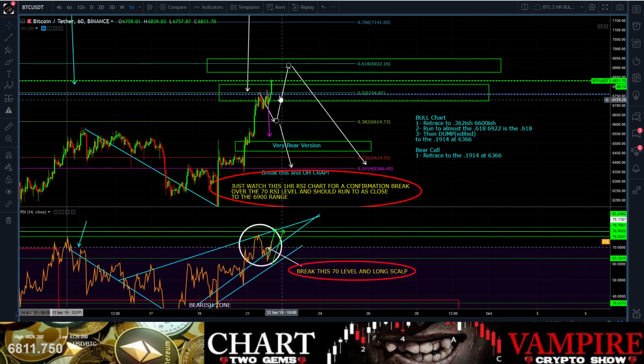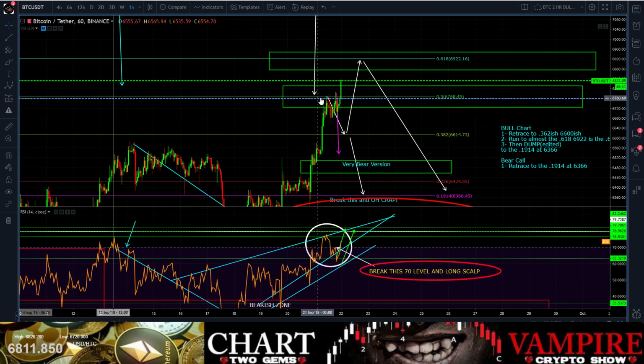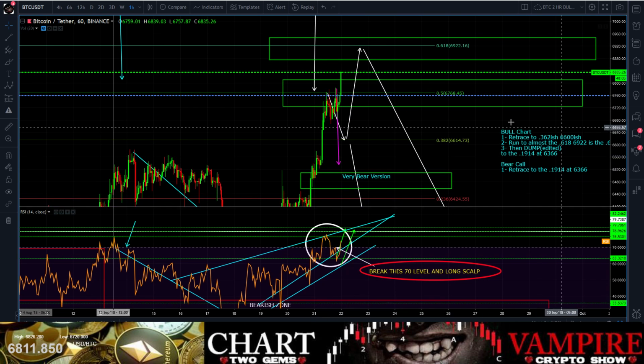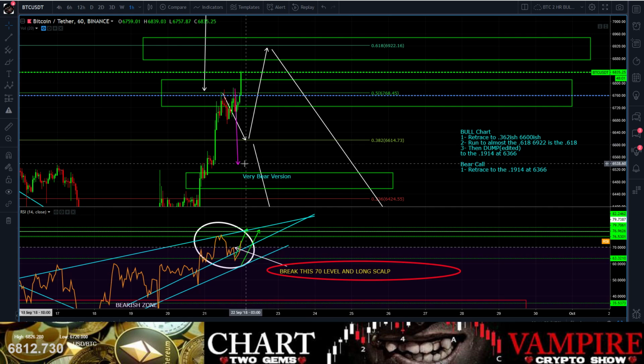I was looking for one of two things to happen here, and we were calling this out. I said, watch out for a double top, right? Look out for a double top scenario. Okay, so we're watching that. Now, if this would have been a double top, this would have been your target for a double top.